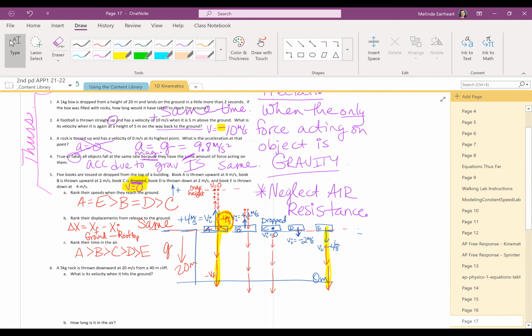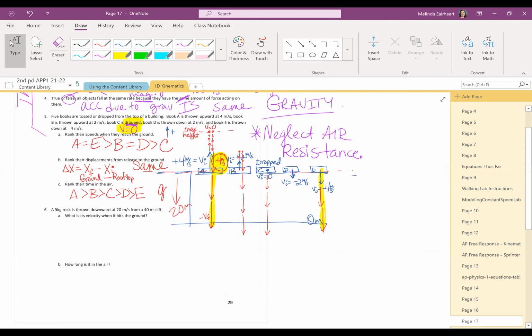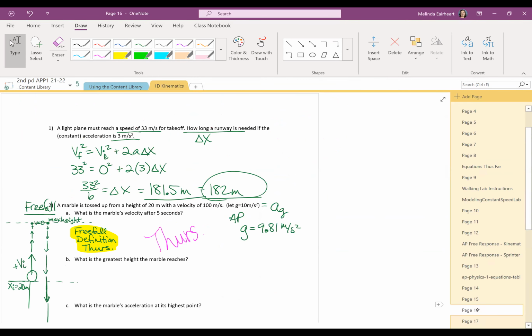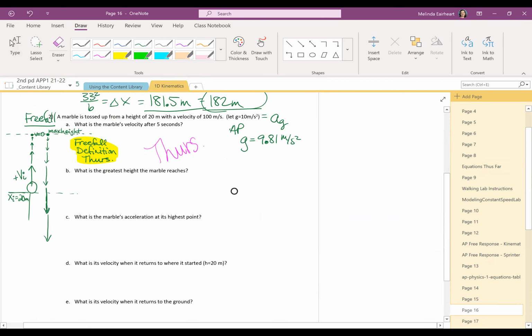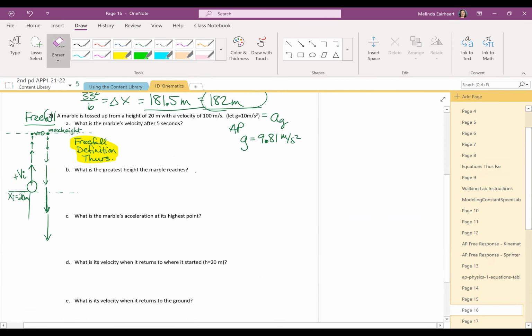Ready for some numbers? Okay, so I see number 6 there, but I feel like I have to go back to 16. We didn't get to finish those. It looks like we had talked about concepts. I made a note to myself to talk about definition, and so we did that on page 17. By definition, free fall is not falling down. It's when the only thing acting on it is gravity. So think about it as falling up and falling down.